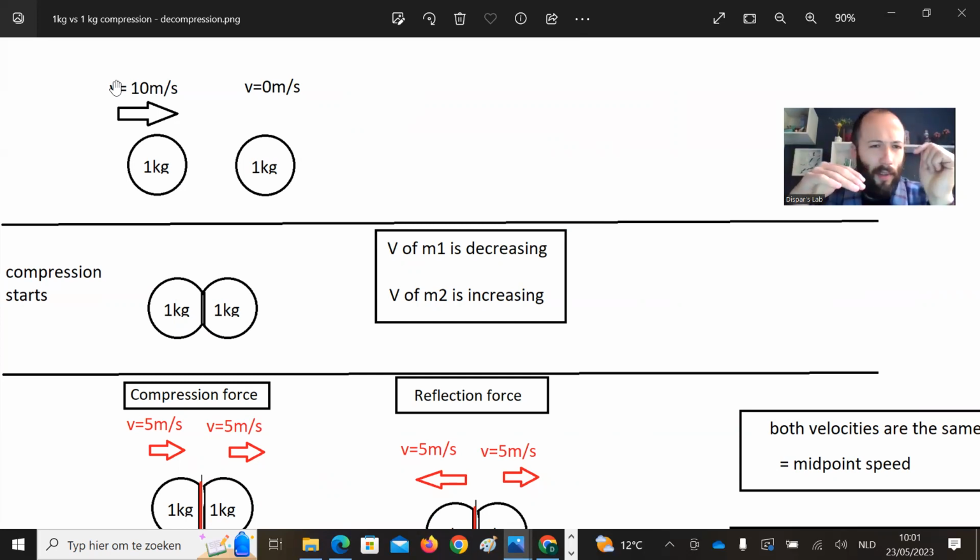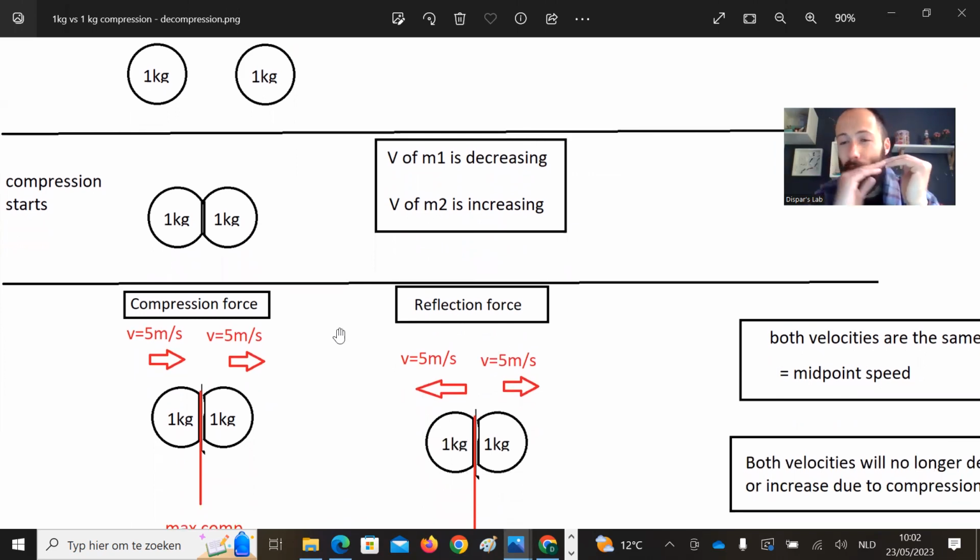So we start with 10 and 0, and so it will be 9 and 1, 8 and 2, 7 and 3, 6 and 4, 5 and 5. And that will be the equilibrium. At this point, that will be the maximum compression phase. Mass one is pushing mass two, so they will move in the same direction, at the same speed, which will be 5 meters per second. Both will be moving in the same direction at 5 meters per second.